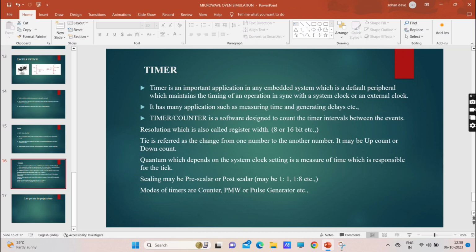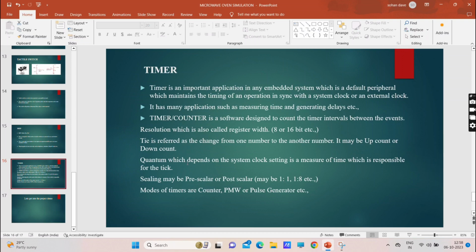Resolution, which is also known as the register width, is 8 or 16 bit. A timer interrupt is a change from one number to another number. It may be an up count or a down count timer.